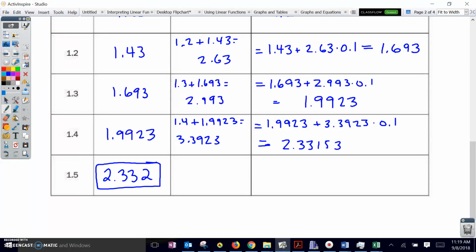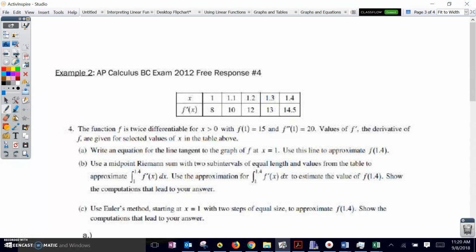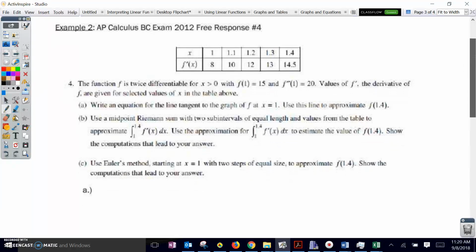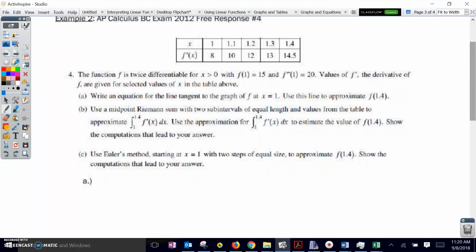Alright, let's go on to the next example, which is actually an AP problem from the AP exam that utilizes Euler's method in it. We're given a table of values and a bunch of information. We're going to actually do parts A and B as well as just a little refresher of some things that we've done before. First, we're going to write an equation for the line tangent to the graph of f at x equals 1. In order to do that, I need two things. I need the value of the function at 1.